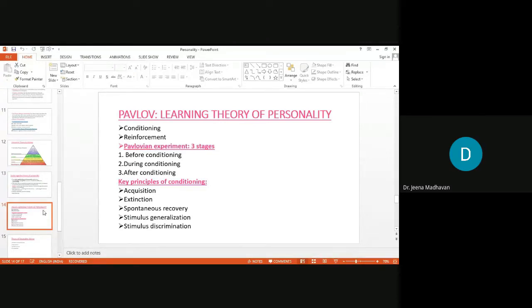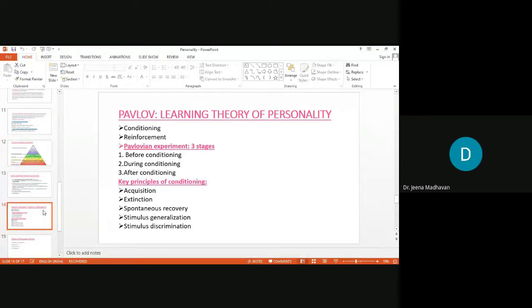Then today we are going to deal with the theory by Skinner. Do you remember the various stages of classical conditioning? In conditioning, there are three stages. Last class we had already gone through that. Three stages in classical conditioning: first is before conditioning, then during conditioning, and after conditioning. Remember? Yes, yes, ma'am. Okay.